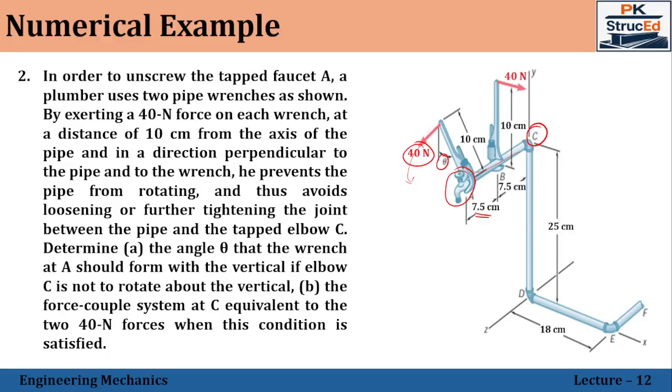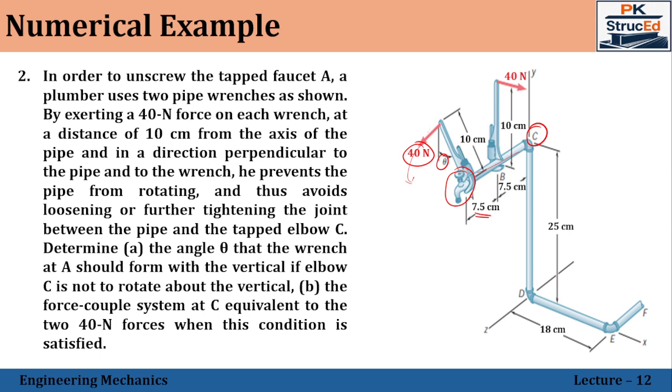Here, two equal forces are applied using two pipe wrenches, that is 40 Newton. The intention is to prevent rotation of a joint, and this is a very realistic engineering situation. Here a plumber applies equal forces at specific angles to ensure that one joint rotates and another joint remains stationary. Here the joint A should rotate whereas the joint C should be stationary. Why is this a wrench application?